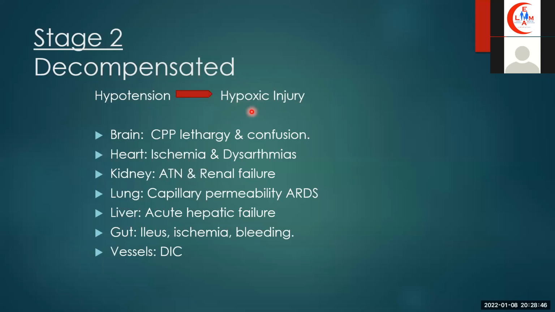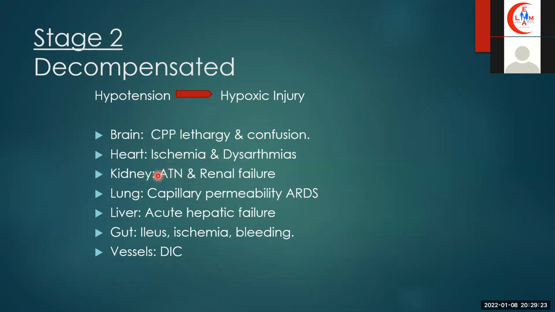So what will happen in the cells if they become hypoxic? For example, in the brain, if the brain tissues do not have enough oxygen supply, the patient becomes drowsy, confused, and might be in a state of coma. For the heart cells, there will be ischemia. The patient might complain of chest pain. There might be ischemic changes in the ECG. Also, the patient might have arrhythmias like atrial fibrillation, or he might go into ventricular tachycardia, etc.